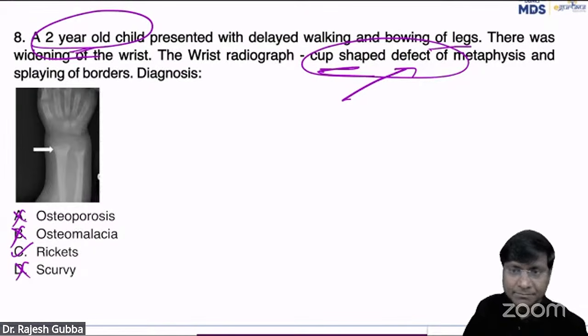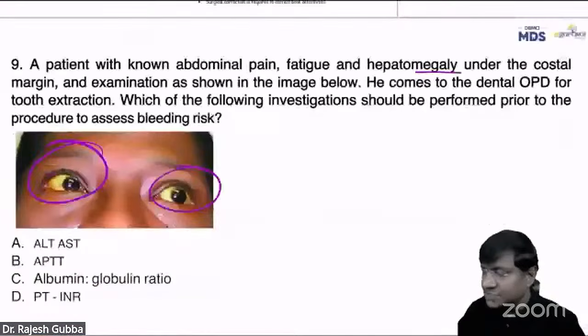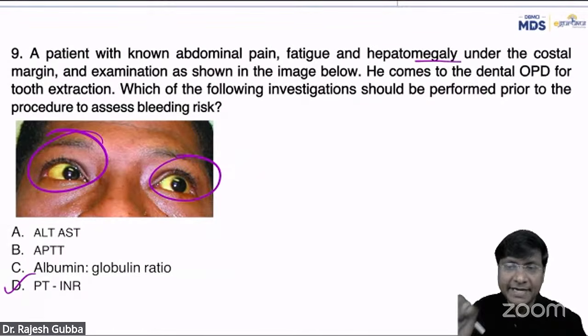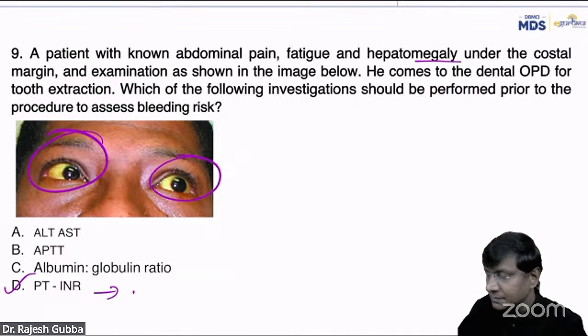Okay, right. Now, in this question, the answer is what? In this question, it is your PT as well as INR. Because PT and INR are the best indicators for liver synthetic function. That will reflect your factor 7.